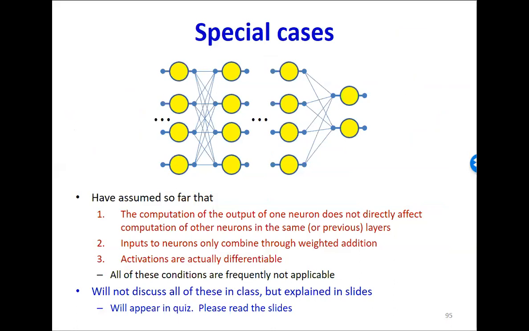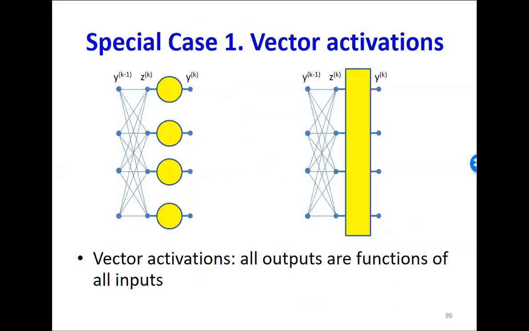So in this entire process, I've made some assumptions. I've assumed that the computation of the output for one neuron does not directly affect the computation for other neurons in the same or previous layers. We've assumed that the neurons are of the kind where you first compute an affine combination of inputs and then apply an activation. And we've assumed that the activations are differentiable. Now, all of these assumptions can be invalidated. So I'm going to just look at some of these topics. Not everything is going to be explained, but they're on the slides, so please look at the slides. This will appear in the quiz.